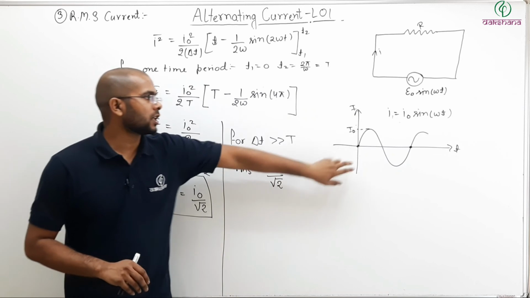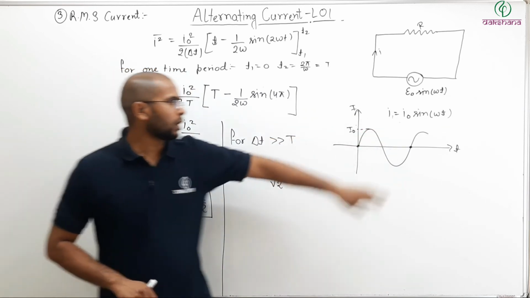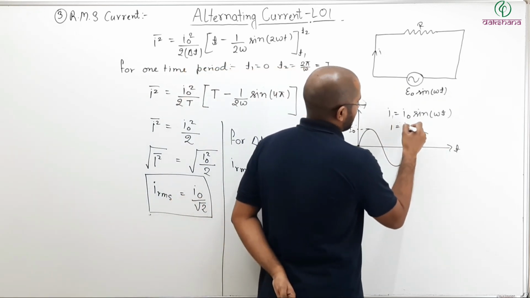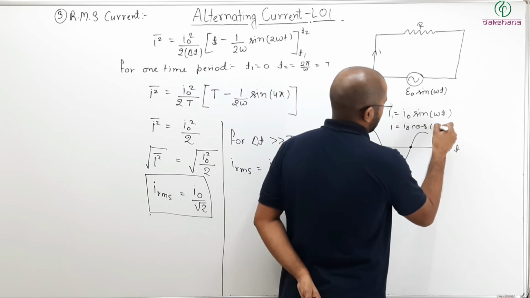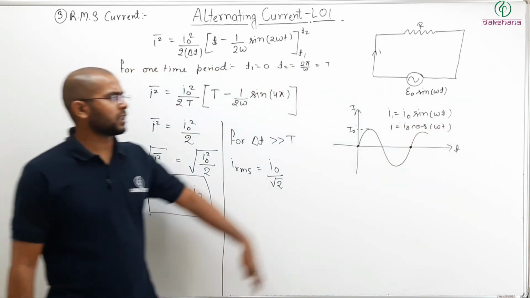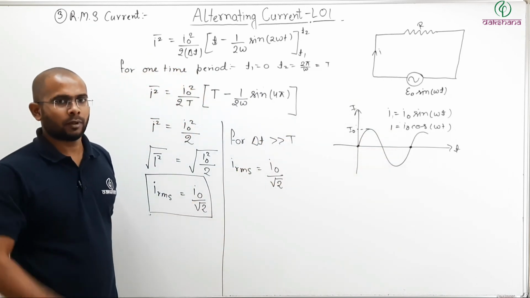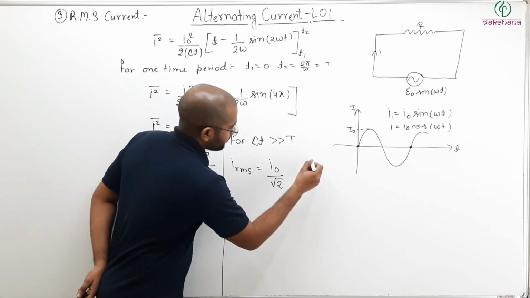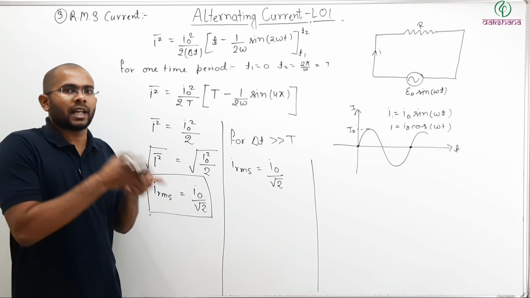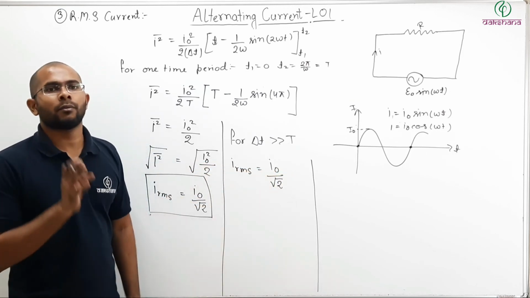So that is IRMS for a sinusoidal current. Now remember, sinusoidal current is not only sine omega t. If I write I is nothing but I naught cos omega t, that also is called sinusoidal AC only. And for that also your IRMS will be I naught by root 2 over a long period of time. So I have calculated your IRMS for one time period, and for a long period of time also it will be the same value.